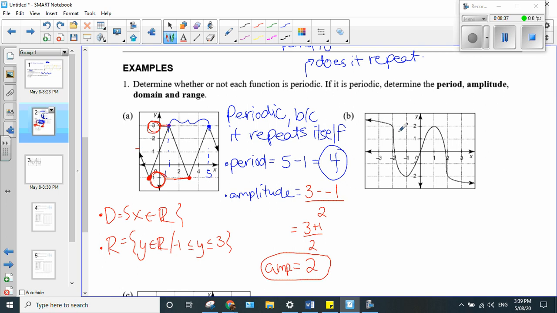Okay, so this one here, is it periodic? From what I can see, no, because nothing's repeating. So here we have this, and if that continued, it would be periodic, but it doesn't. This goes here, so we can say this is not periodic. Okay.